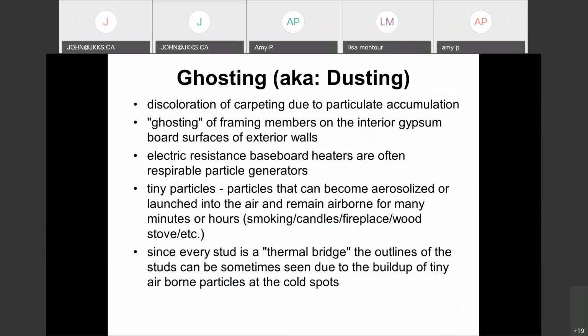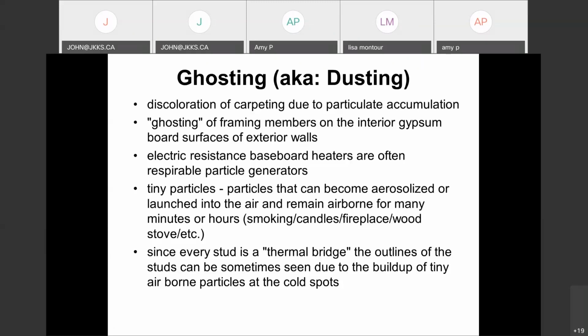Okay, another one. What I like to talk about is not just what happens outside, but sometimes we need to think about some things that actually happen inside the house. So when we think about, some people call it ghosting. I noticed on CMHC, they like to call it dusting. I don't know. But anyways, what is ghosting or dusting? So what we take a look at, we talk about ghosting and dusting.